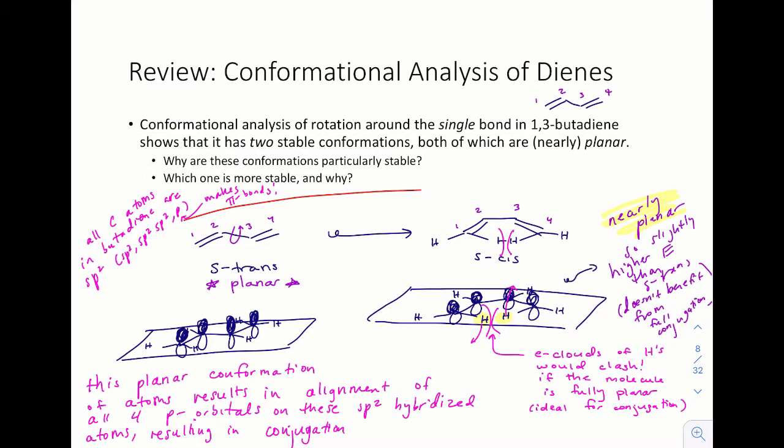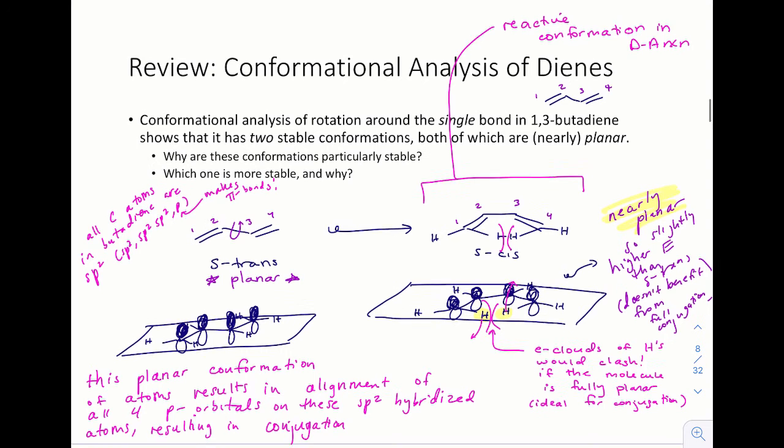Summary. These are the two lowest energy conformations of a 1,3-diene. And the molecule, as long as there's free rotation around the 2,3 bond, is rapidly interconverting between these two conformations. Even though the S-cis conformation is higher energy, this is the reactive conformation in the Diels-Alder.